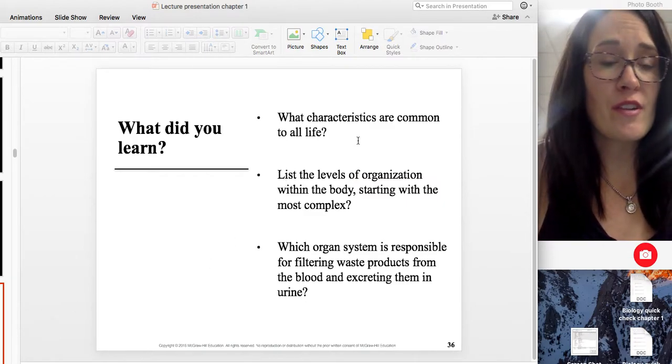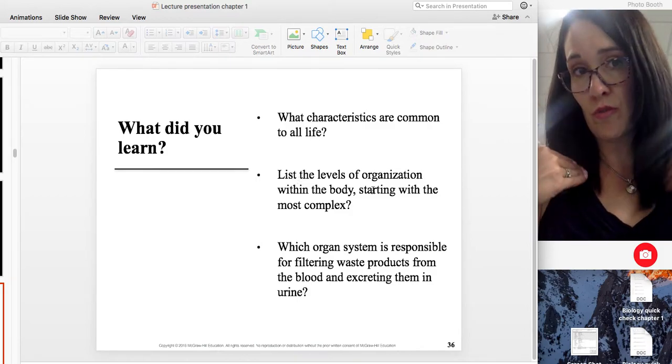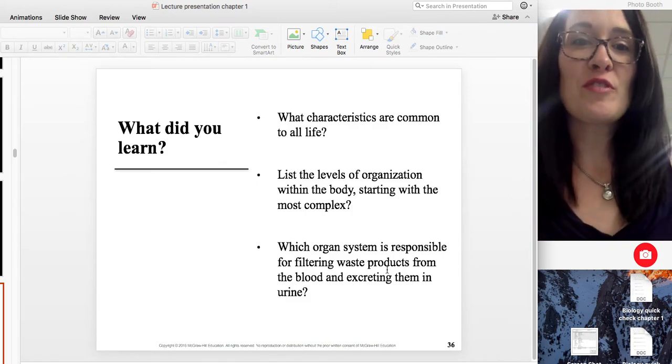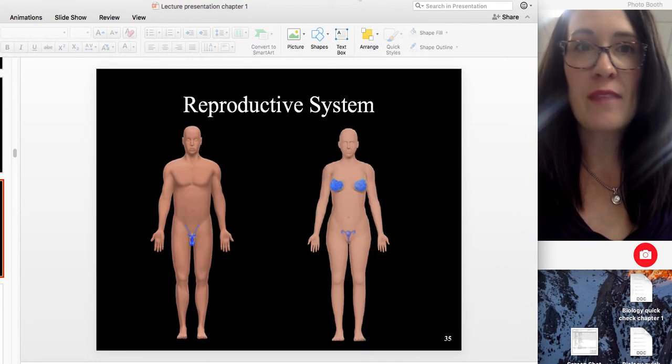So what characteristics are common to all life? Think about that. List the levels of organization within the body, starting with the most complex, which would be us, and which organ system is responsible for filtering waste products from the blood and excreting them in the urine. Think about those things, and that is it.